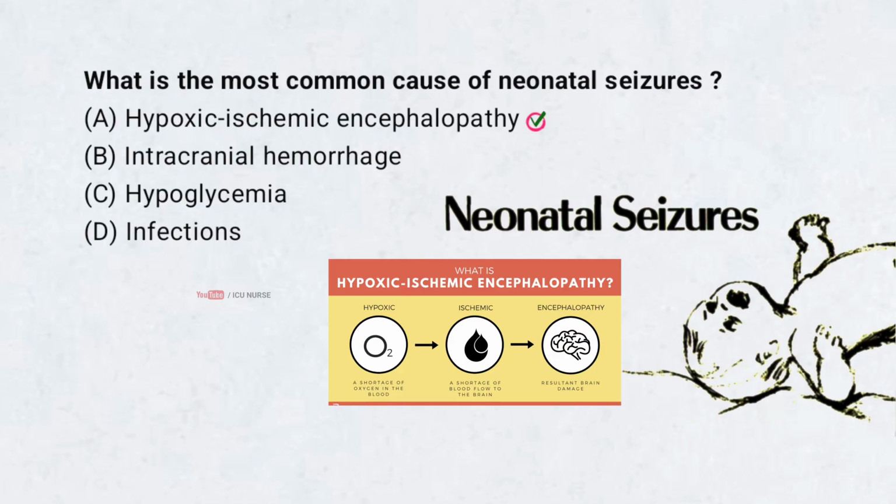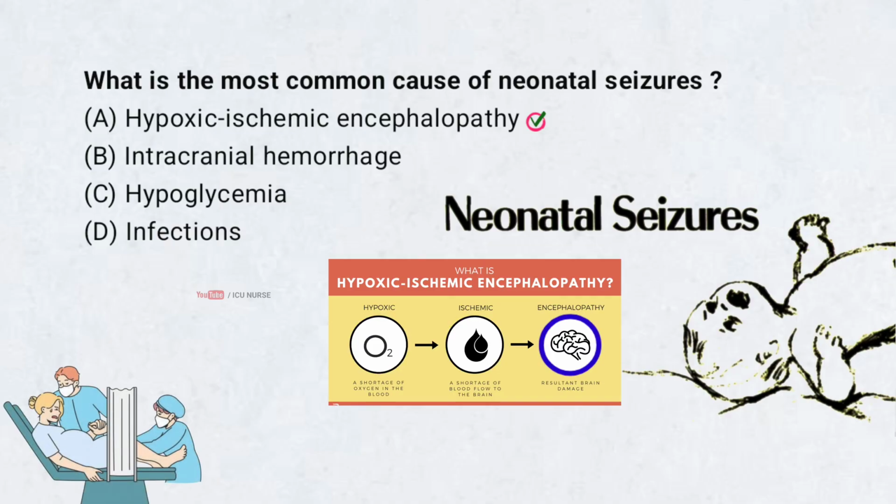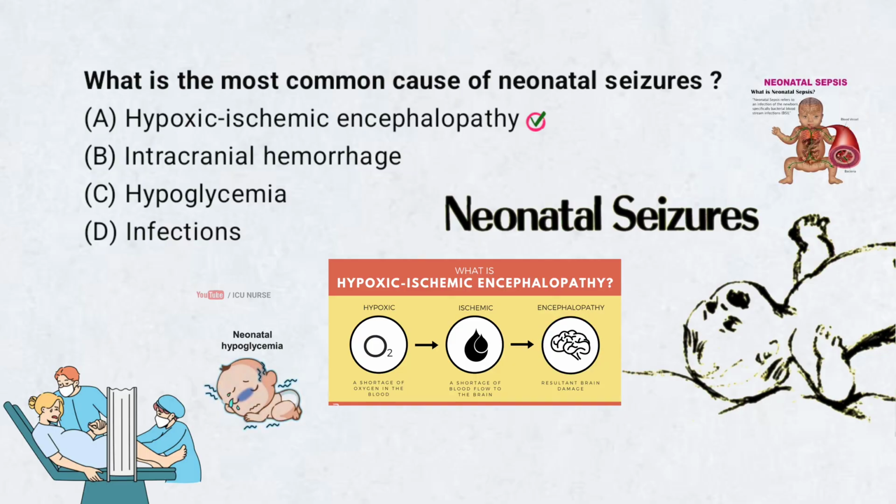Hypoxic ischemic encephalopathy is the most common cause of seizures in neonates. It occurs due to reduced oxygen or blood flow to the brain, usually around the time of birth. This condition can lead to brain injury, which makes the newborn more likely to have seizures. Other causes like hypoglycemia or infections are also important but less common. Early recognition and treatment are crucial to prevent long-term complications.